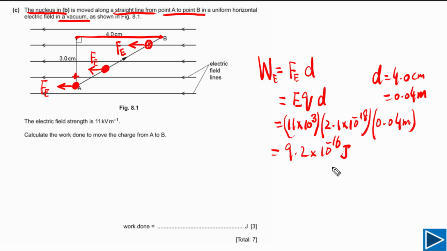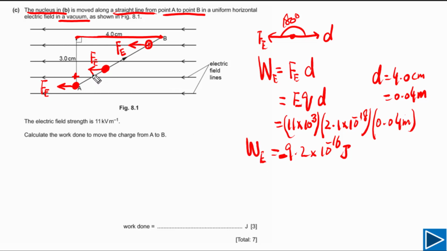But this work done is negative. Why is this work done negative? The force is to the left and the distance covered is to the right, so the angle between them is 180 degrees. So we can say the work done by the electric force is negative.